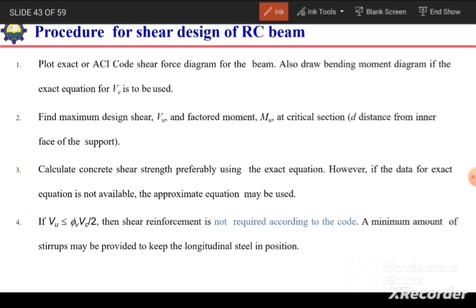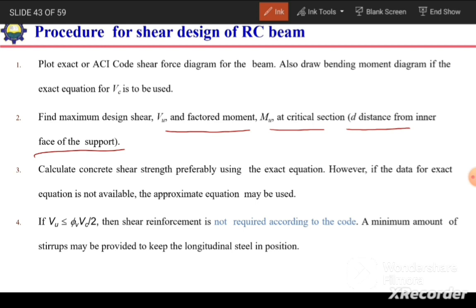Okay, the second step is to find the maximum design shear Vu and factored moment Mu at the critical section. In case of shear, the critical section is normally at a distance d from the inner face of the support, but it can be different as we have discussed in the previous videos.